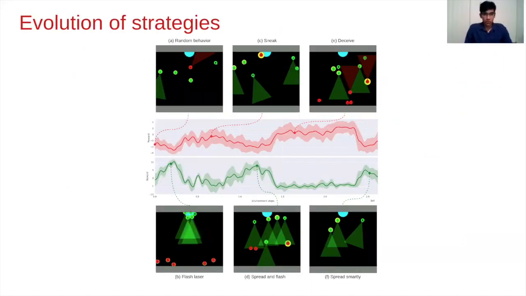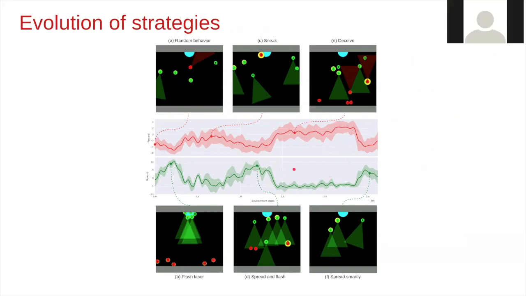Okay, so after a lot of maths, finally we have arrived at the interesting part. I hope you like this part. I believe it's extremely interesting. So when we train our agents together, we observe an evolution of strategies.